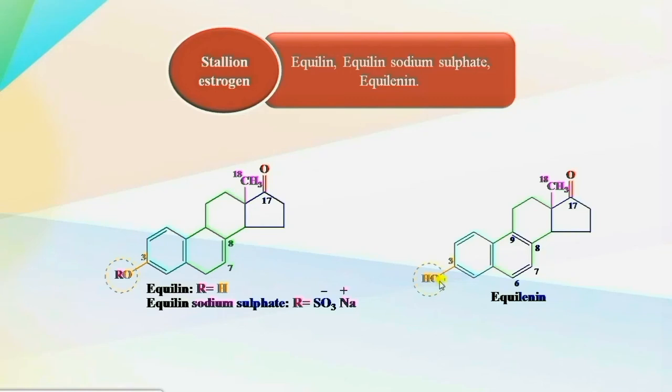At the 3rd position a hydroxyl group is present. The first ring is an unsaturated ring. At the 17th position this ketonic group is present, and at the 18th position a methyl group is present. This is about the equine estrogens.